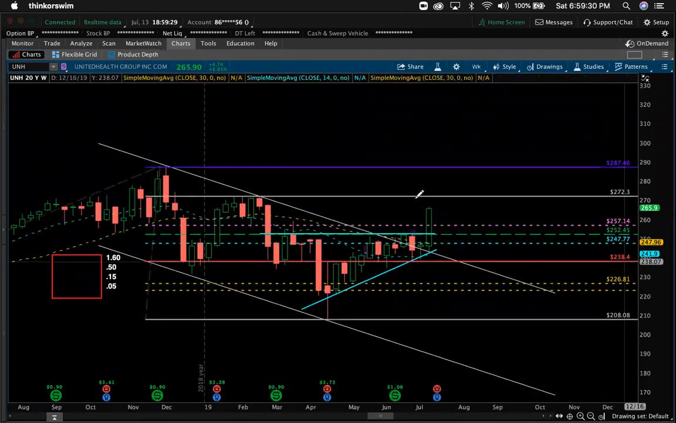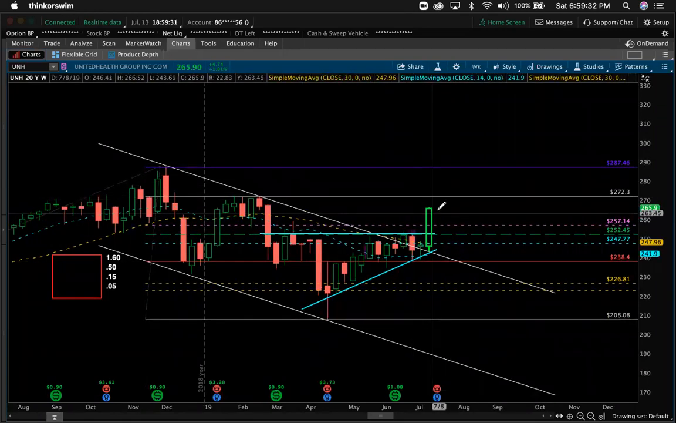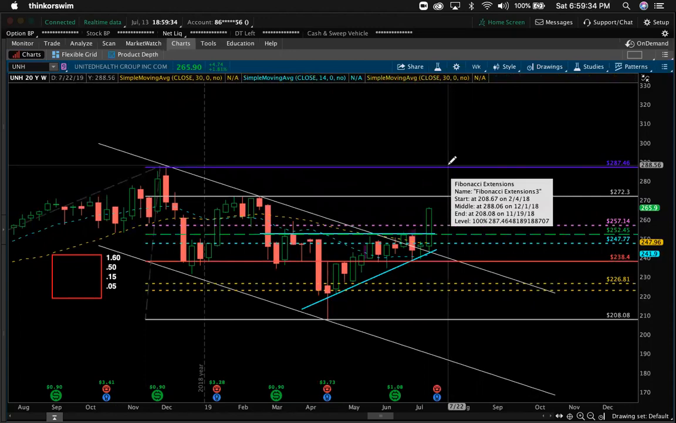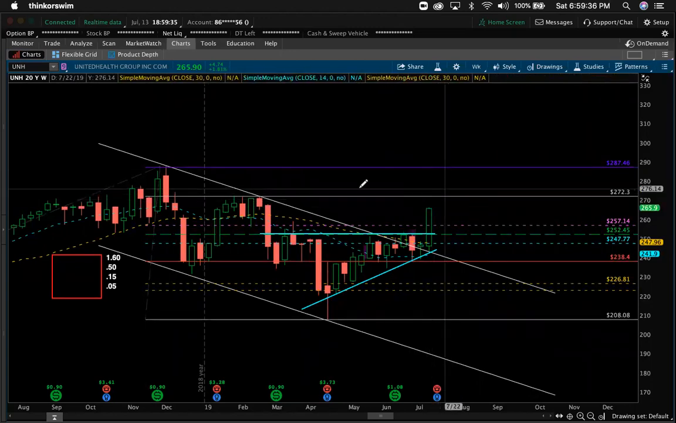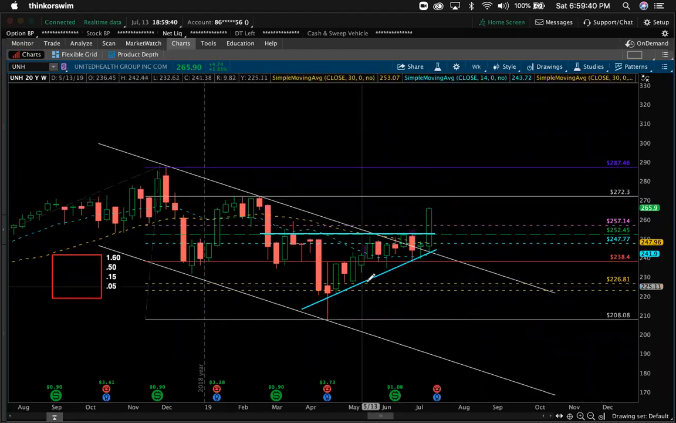287.46. They're coming for this week. 272.30, depending on what they're going to do. This is going to be pretty interesting here. There's going to be more ascending triangles happening.